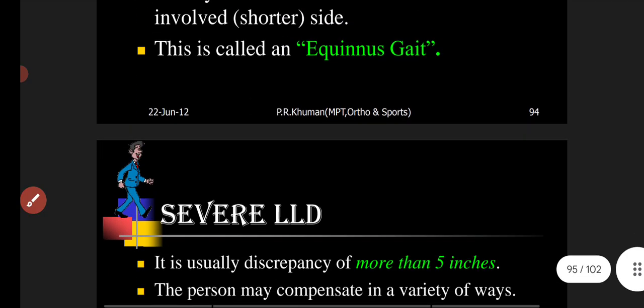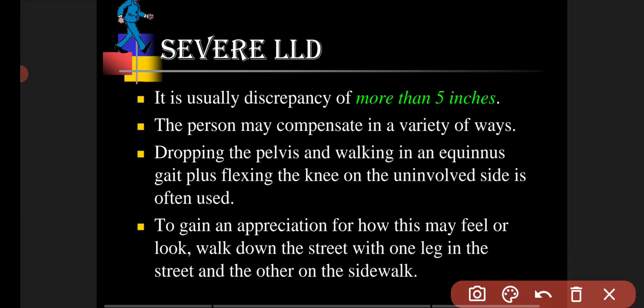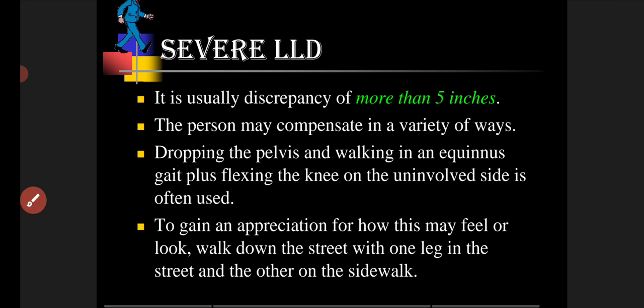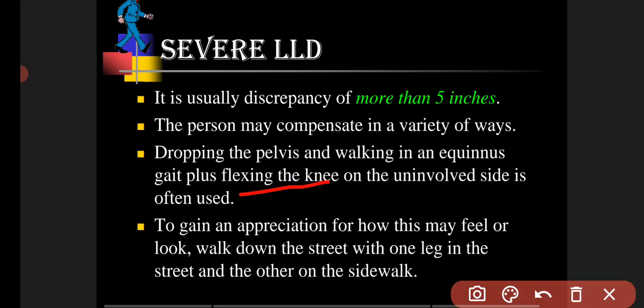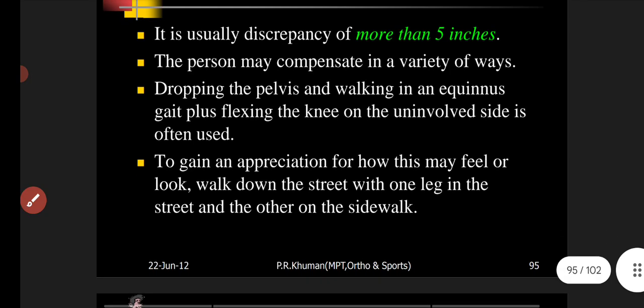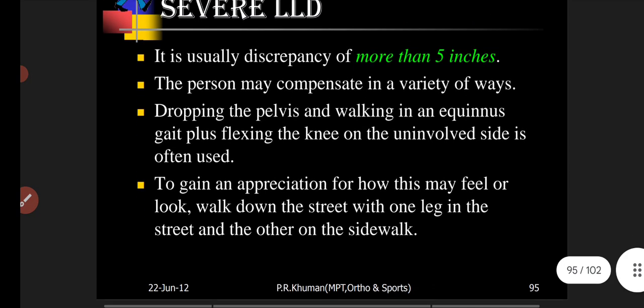And the last one is the severe LLD, which is more than 5 inches, when the difference between the two leg lengths is more than 5 inches. A person may compensate in a variety of ways, such as dropping of the pelvis and walking in an equinus gait, plus flexing of the knee. Flexing of the knee on the uninvolved side is often used. To gain an appreciation for how this may feel or look, walk down the street with one leg in the street and the other leg on the sidewalk. That is the severe LLD.